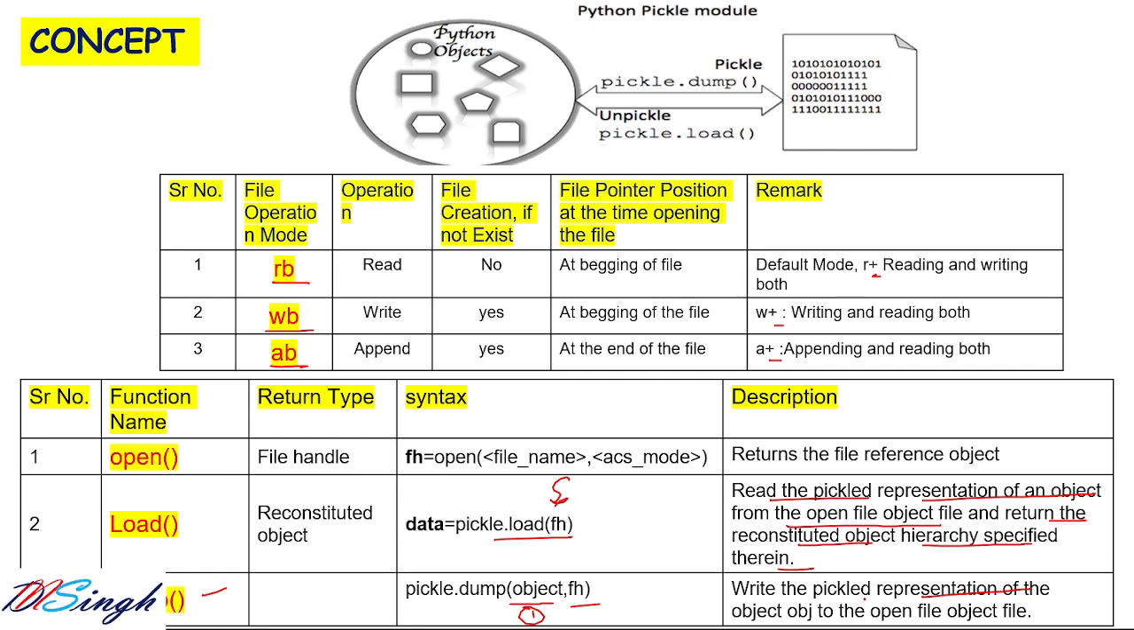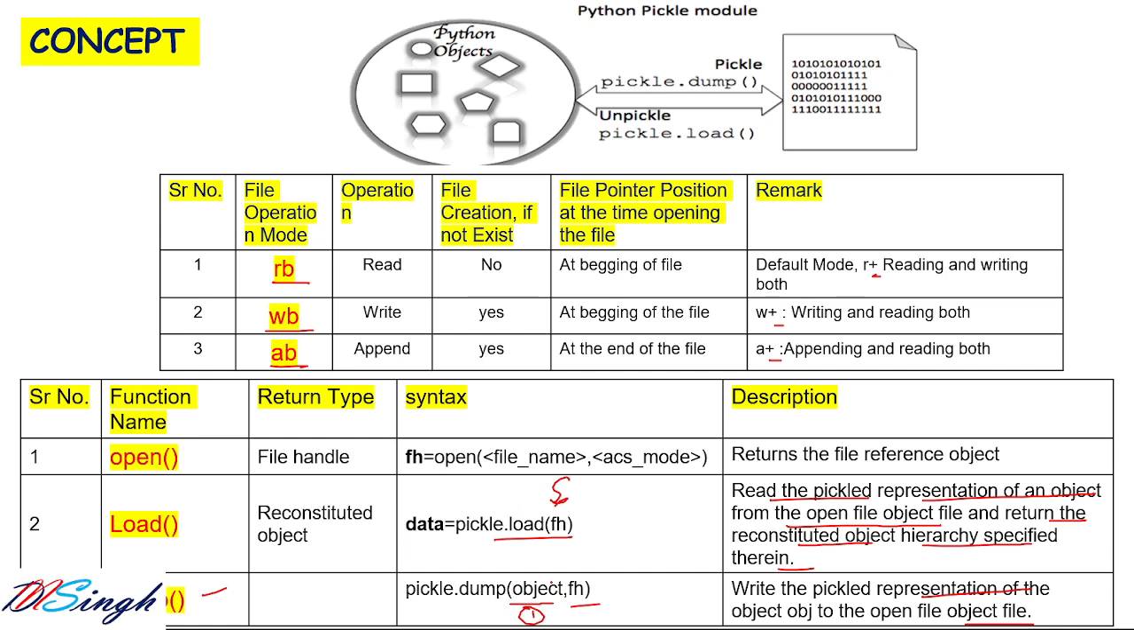Remember, a binary file does not store any formatting information inside it. It just constructs the object into a binary bit stream and saves it inside the file. So, write the pickle representation of the object to the open file object. The file is opened at that particular file pointer, with this fh file handle, and in that file we are going to dump the object we want to write.